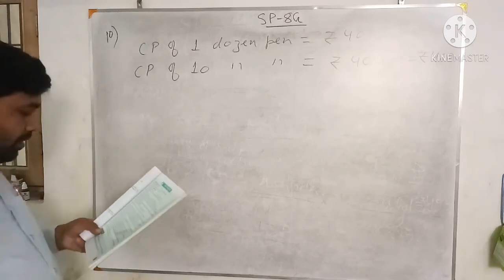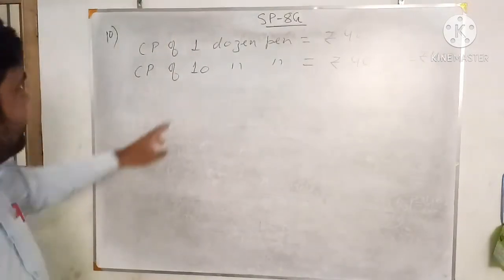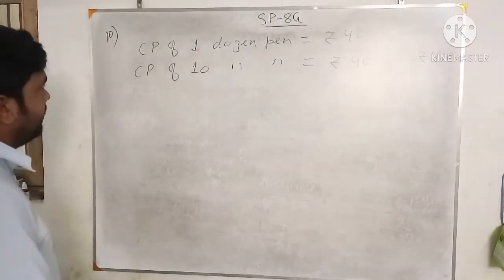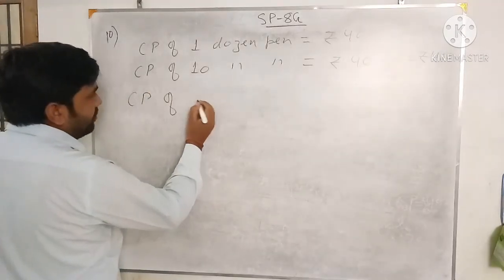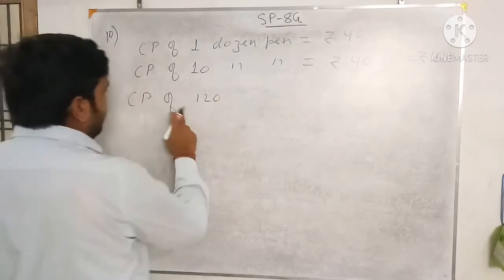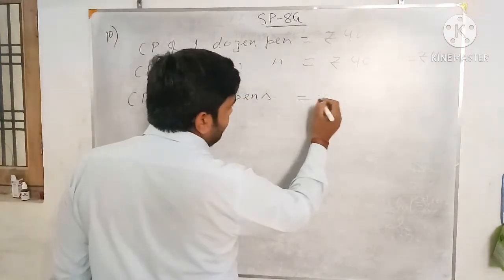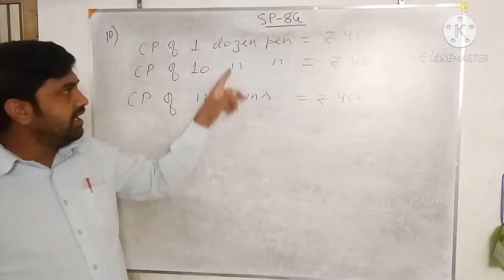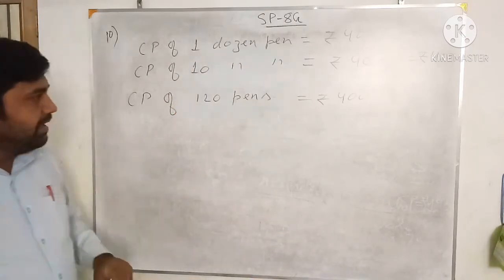Okay. So now on checking, he found that 20 pens were not working. So how many pens in 10 dozen? 1 dozen equals 12 pens. So 10 dozen means 10 into 12, that is 120 pens. So the cost price of 120 pens equals rupees 400. 1 dozen contains 12 pens, so 10 dozen will be 10 multiplied by 12, that is 120 pens.